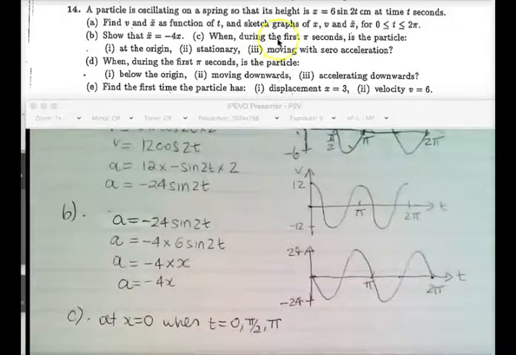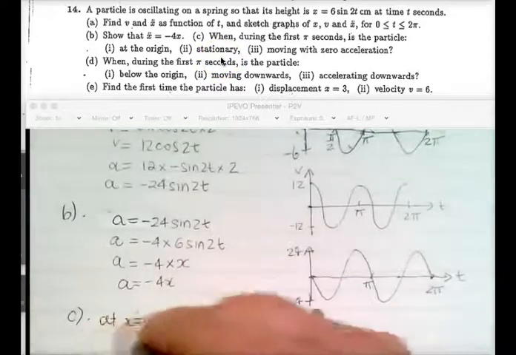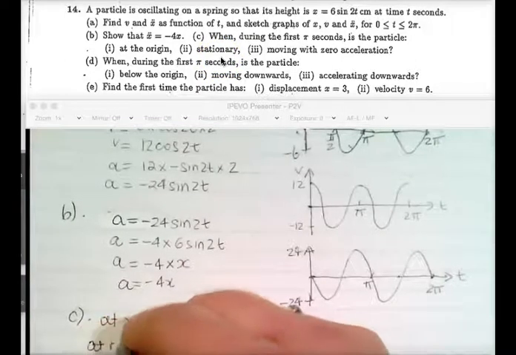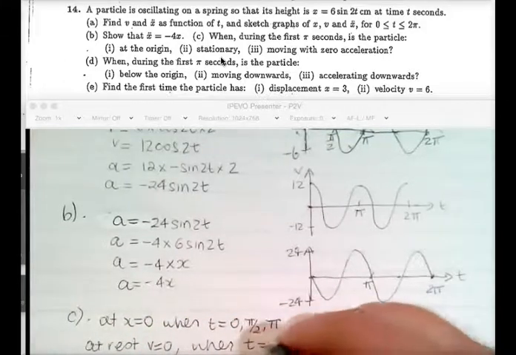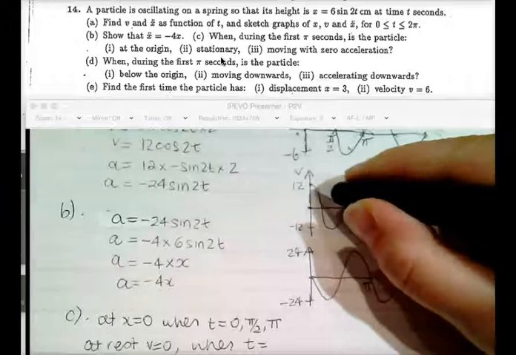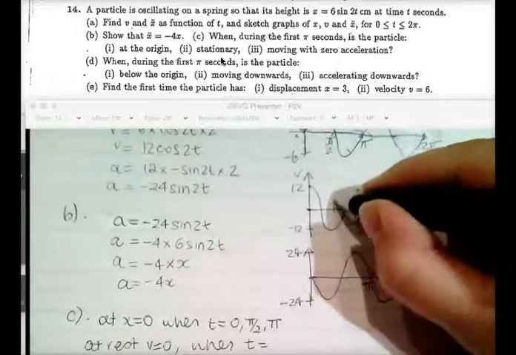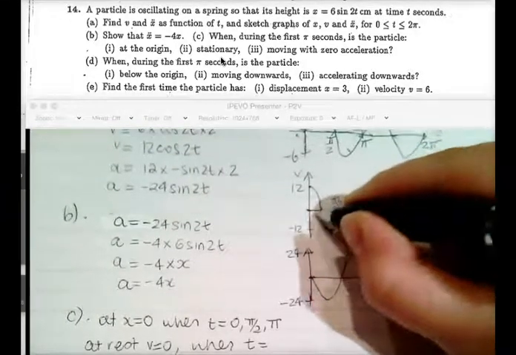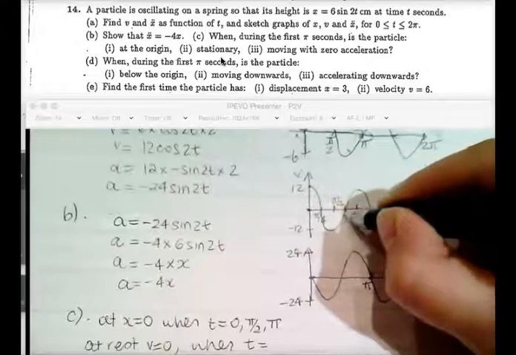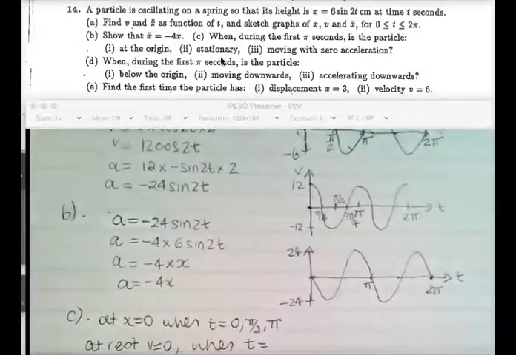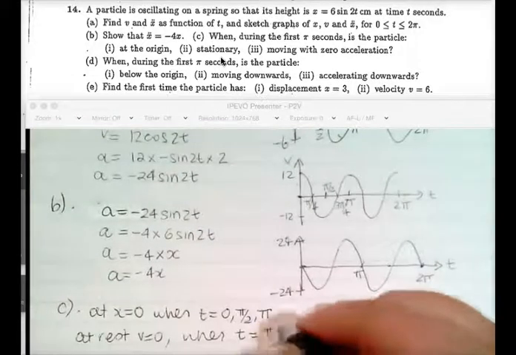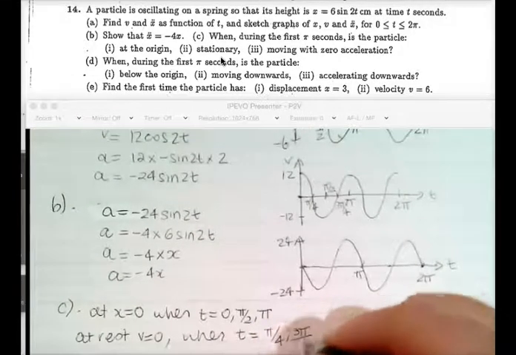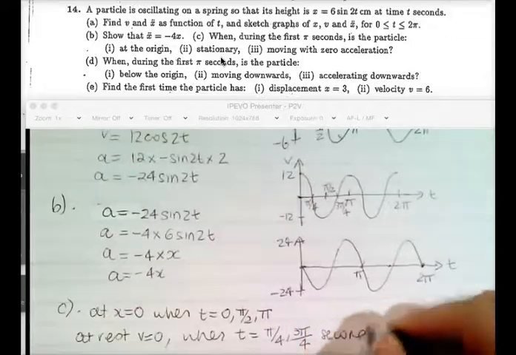When in the first pi seconds is the particle stationary? So it's at rest or stationary, which is v equals 0, when time is, now we've got pi there, that's pi on 2, this is pi on 4, and that's 3 pi on 4. So it will be at rest when velocity is 0 at pi on 4 and 3 pi on 4 seconds.